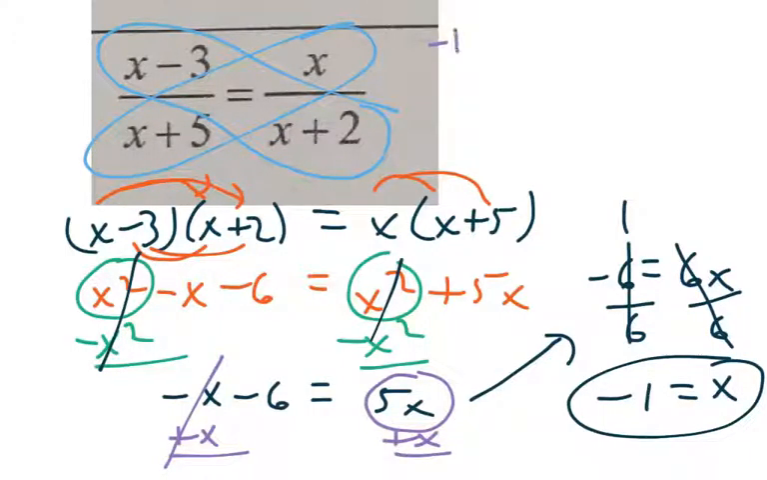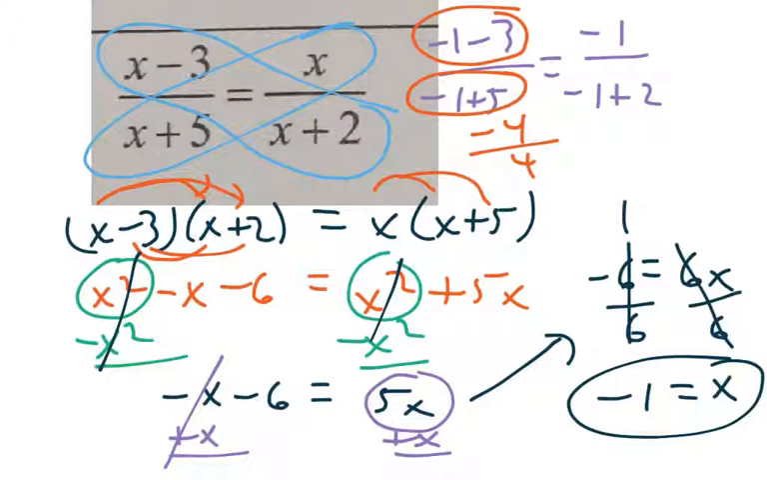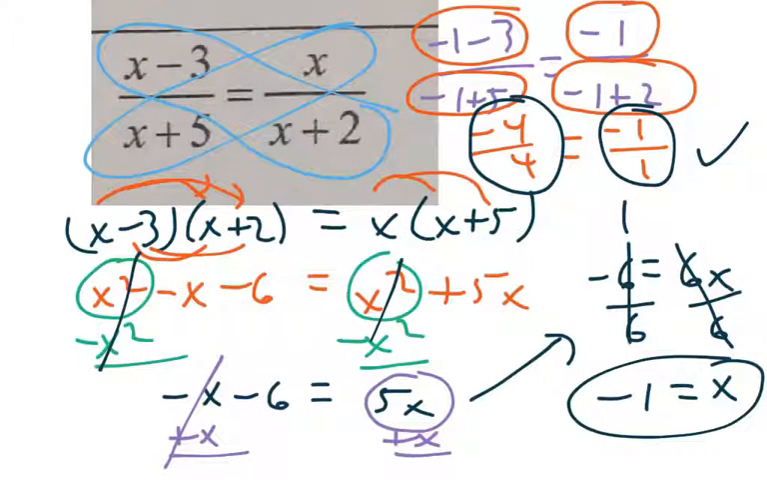Alright, so if I take negative 1 minus 3 over negative 1 plus 5, and I put in negative 1 over negative 1 plus 2, I hope you notice that negative 1 minus 3 is negative 4. Negative 1 plus 5 is positive 4. Over here I have a negative 1 over, and negative 1 plus 2 is 1. And negative 1 over 1 is negative 1. Negative 4 divided by 4 is negative 1 as well. So it worked.